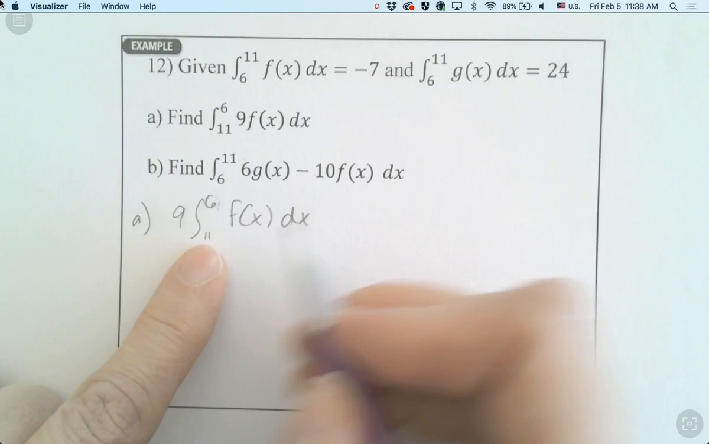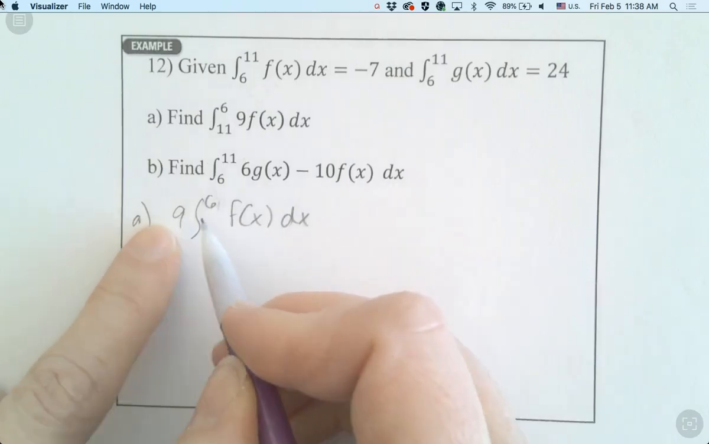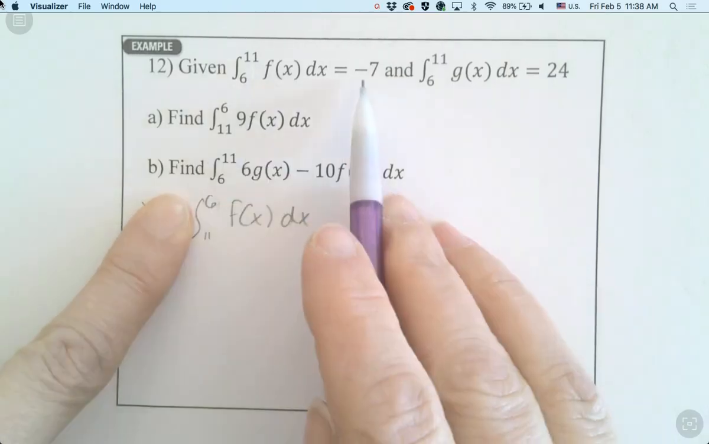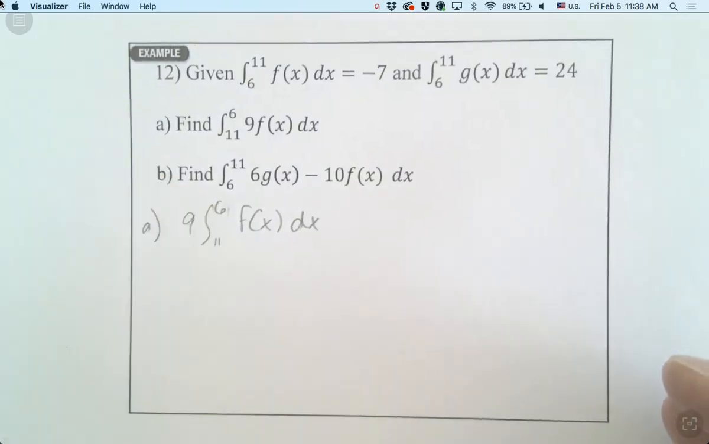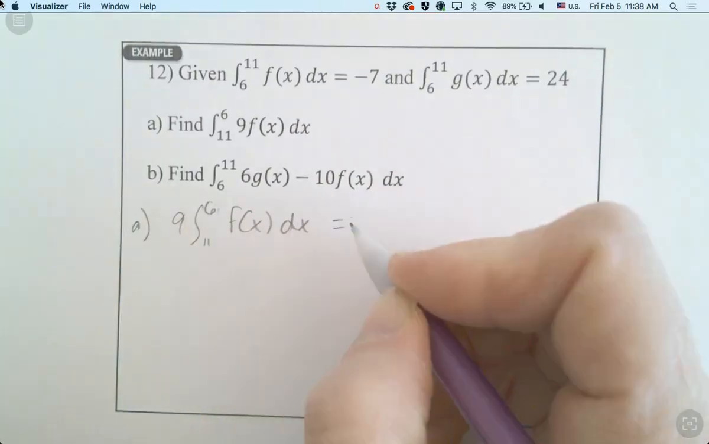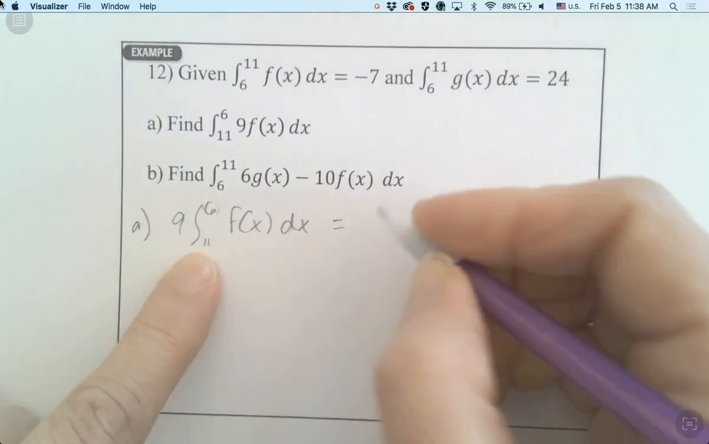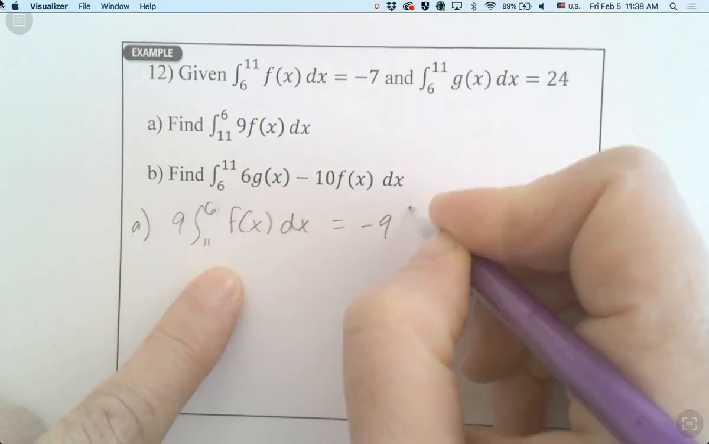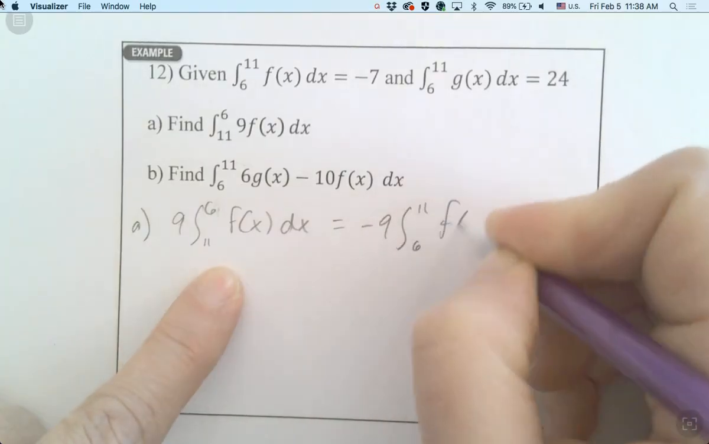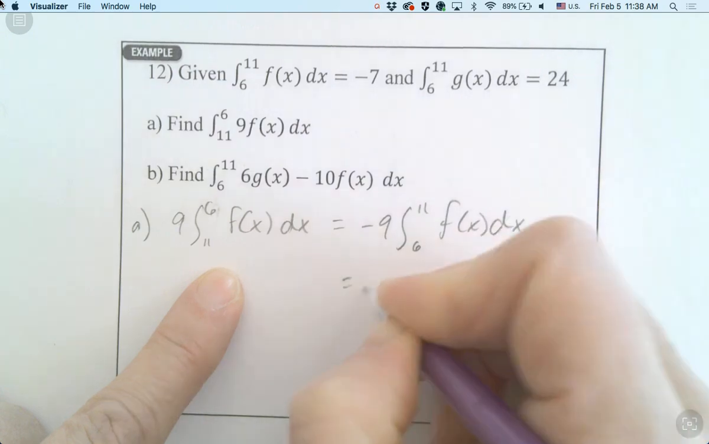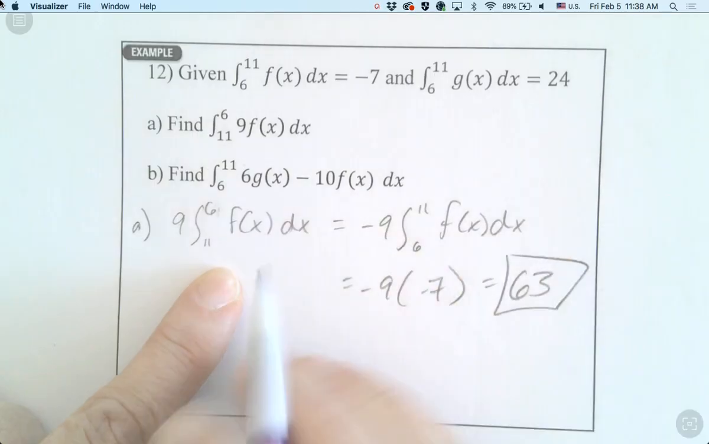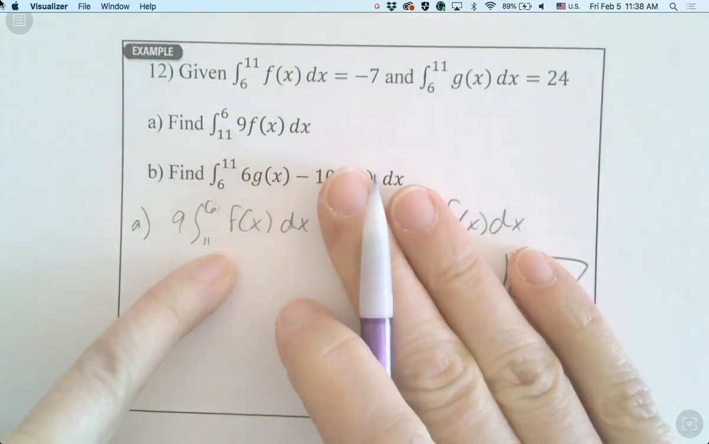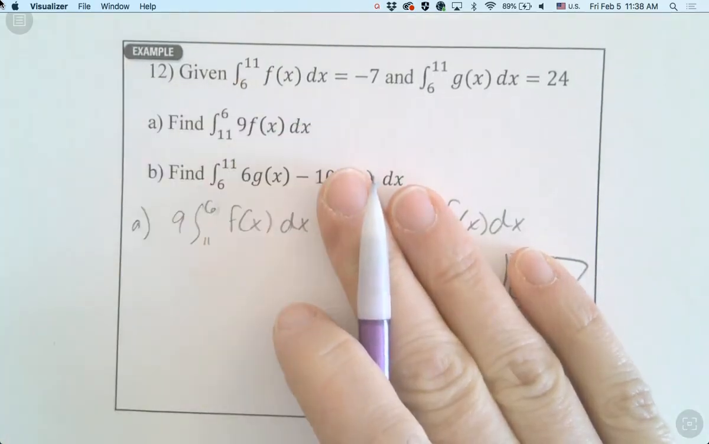Yeah, I mean, one thing that you could do is you can kind of look at this and say, well, that's going to be 9 times, and if 6 to 11 is negative 7, then 11 to 6 is going to be positive 7. So your answer is going to be 63. You can also say, well, going from 11 to 6, well, let's just do a negative 9 times the integral from 6 to 11 of f of x dx, and then that's going to be negative 9 times negative 7. So either approach that you take, you're going to get 63. It might be easier just to sort of say, well, if 6 to 11 is negative 7, then 11 to 6 is going to be positive.